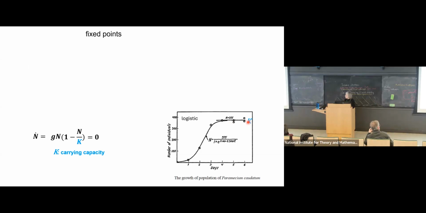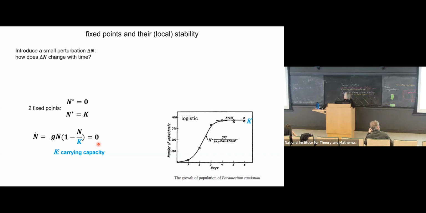So we want to look at the equilibrium state, right? The fixed points. To do this, I just use n dot to represent dn over dt. So the population size n does not change anymore. We set this to 0, and we can see that there are two solutions, two roots. So either 0 or k.